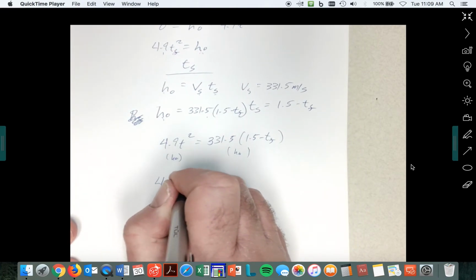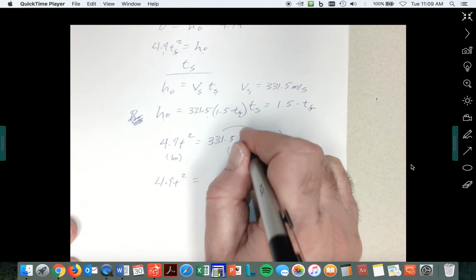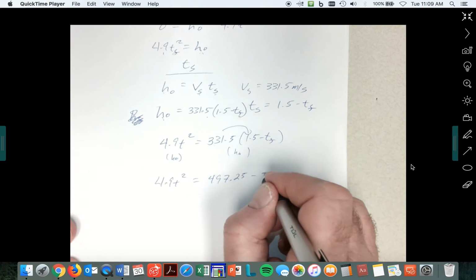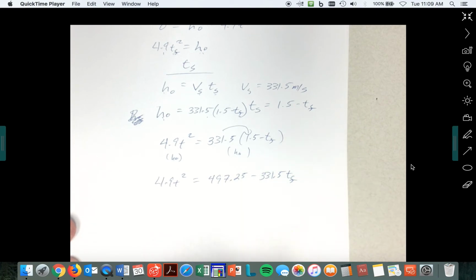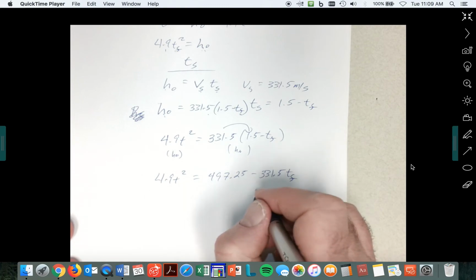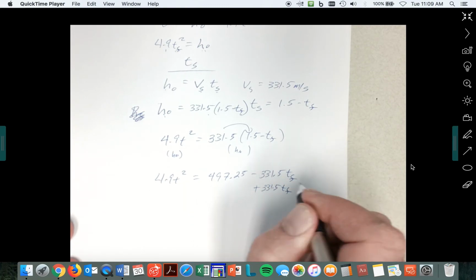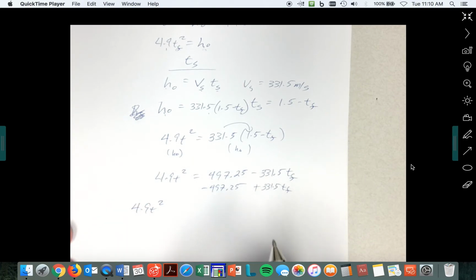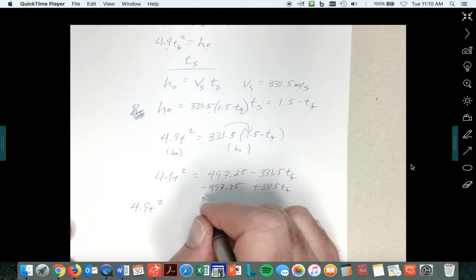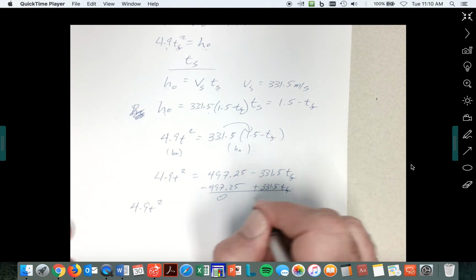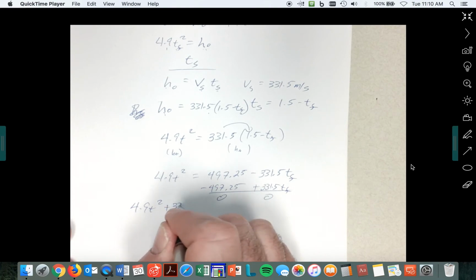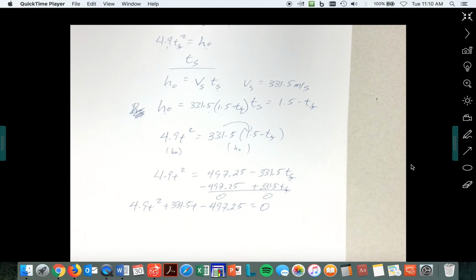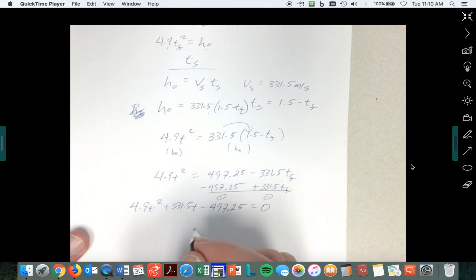So I've got 4.9 T squared is equal to 331.5 times 1.5, which is 497.25, minus 331.5 times T final. Okay. Let's add 331.5 T final to both sides, and subtract 497.25 from both sides. So this becomes 0 on this side, but I had to add it over here, so I got 4.9 t squared plus 331.5t minus 497.25 is equal to 0. Well, that's no big deal. That's just a quadratic equation. Now, these are all t final times.